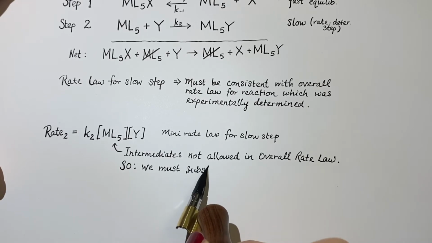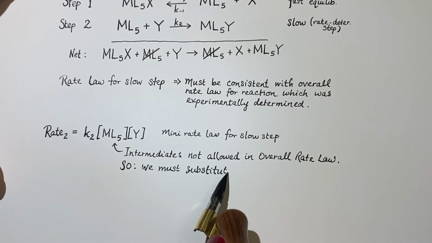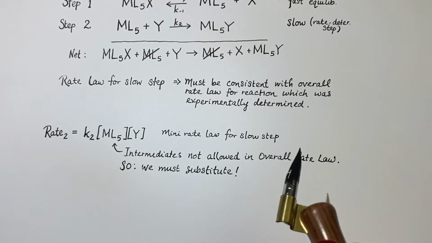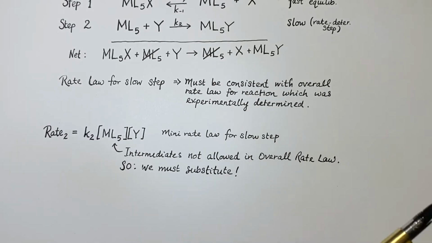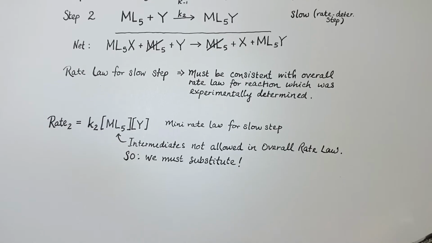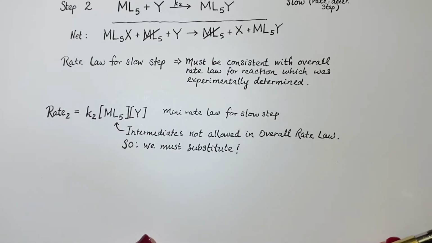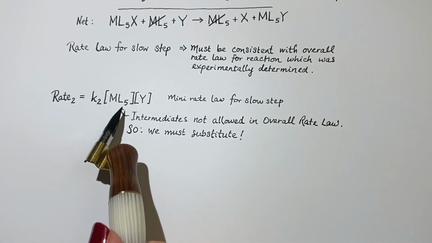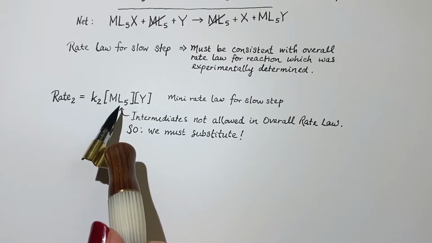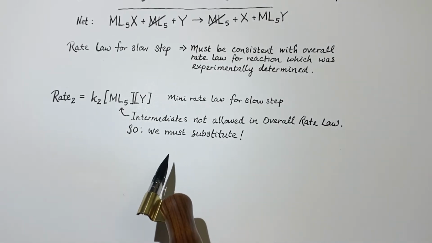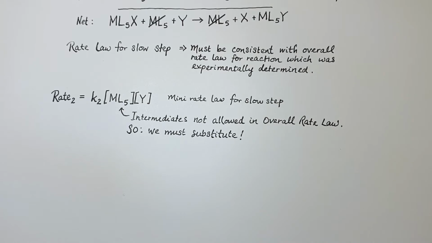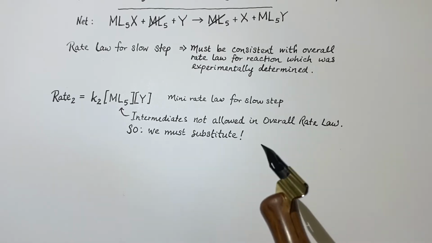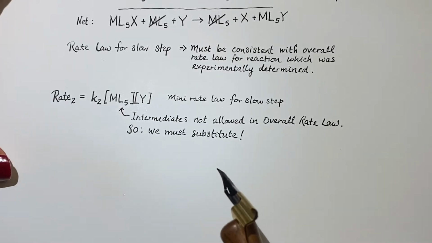Okay. So we have to create an equation that allows us to substitute in another way that we can express the concentration of the intermediate in terms of products, reactants. As a side note, catalysts are also allowed in the rate law, but we don't have a catalyst here, so we don't need to worry about that.